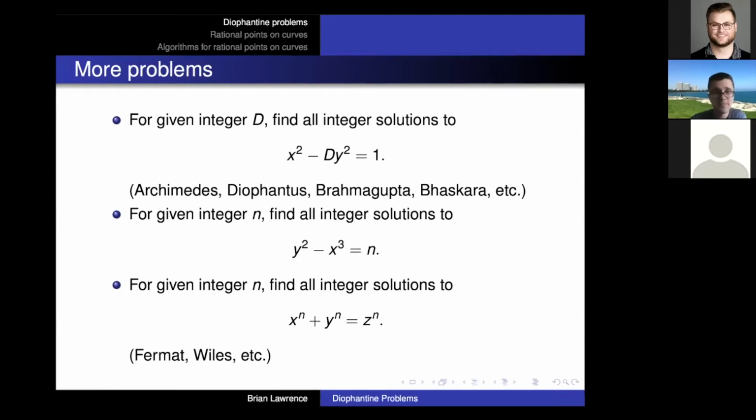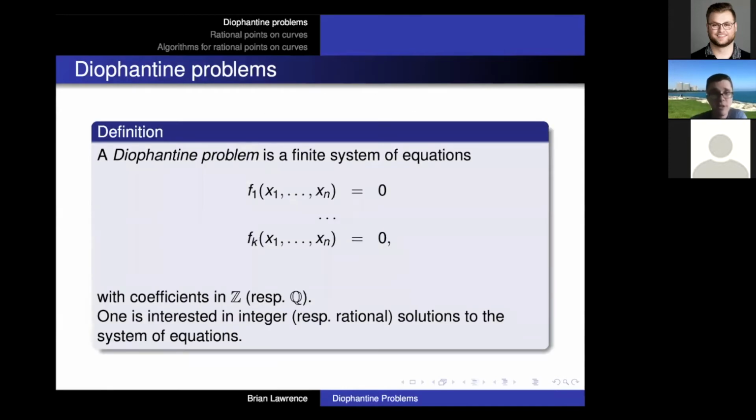So in general, I guess I'm trying to convince you that a lot of problems of interest kind of fall into this general family of what's called Diophantine problems, where I give you a system of polynomial equations, either with integer or rational coefficients, and I go asking questions about either integer or rational solutions.